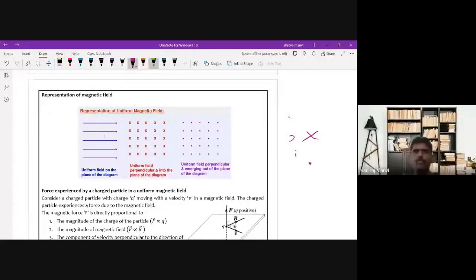So remember, if they show a cross, understand that the magnetic field is perpendicular to that page. It depends, either it is away from the observer or towards the observer. If it is a cross, it is always away from the observer. If it is a dot, then it is towards the observer. Clear? This is how we represent a magnetic field. Clear? Any doubts?